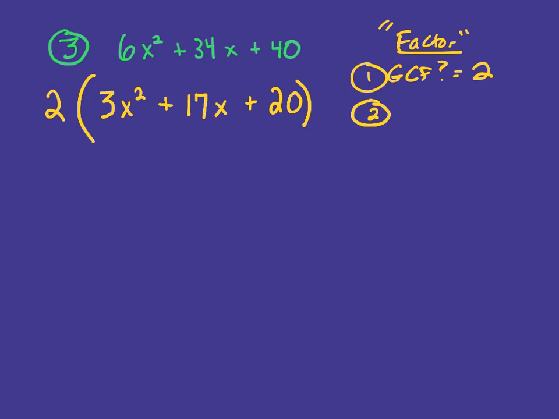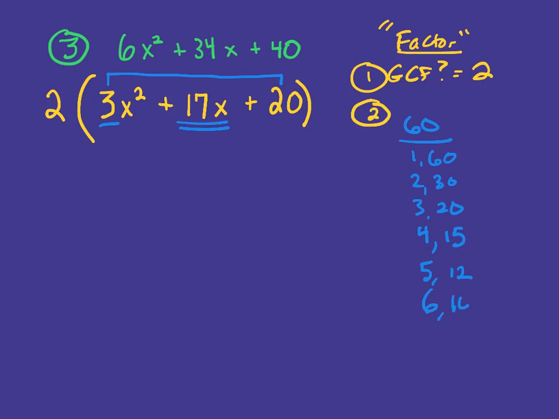Second thing, you'll want to notice that the number in front of x squared is not 1. So we're going to go ahead and multiply these outside terms, the 3 and the 20. That will give you 60. And then we're going to replace this middle term with some pair of factors that multiply to be 60 and that also add to be 17. So 1 and 60, 2 and 30, 3 and 20, 4 and 15, 5 and 12, 6 and 10.